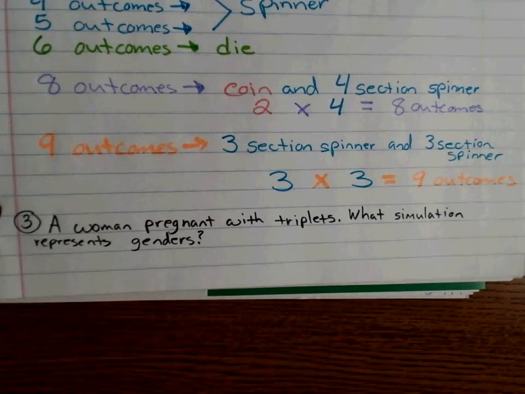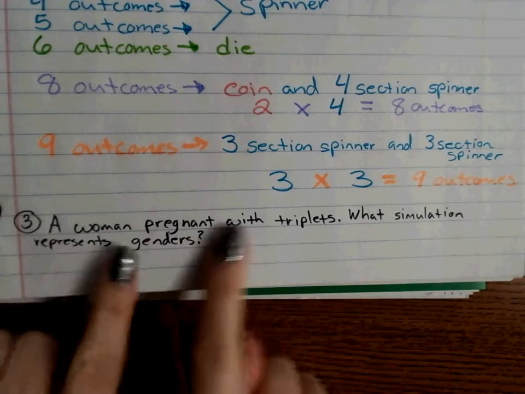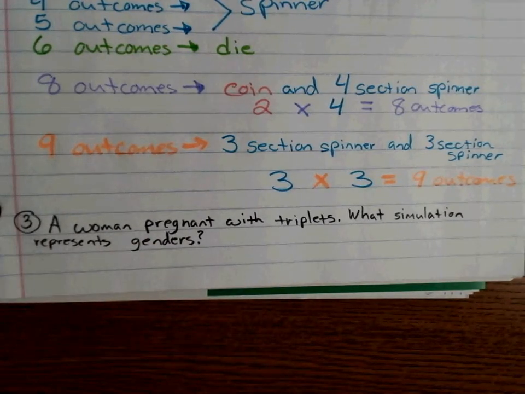All right, what simulation are we going to use? Not a spinner. Jimmy? A coin. But more importantly, how many times are we going to flip that coin? 3 times. That's important that you make that identification. There are 2 choices, right? It's either going to be a boy or it's going to be a girl. So since you have 2 genders, you have 2 outcomes. That's the coin. But because there's 3 babies, that's 3 trials. So you have to flip the coin 3 times.